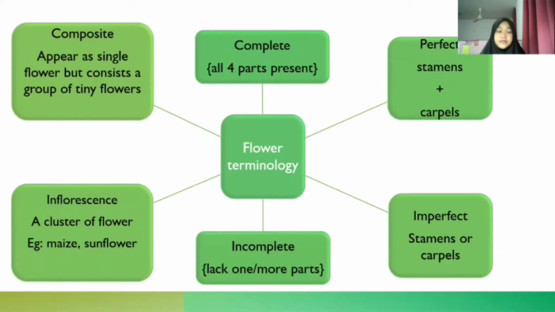Next are the inflorescence flowers. This flower is a cluster of flowers, for example, the maize and the sunflower. Lastly is the composite flower. This flower appears as a single flower but actually consists of a group of tiny flowers. For example, the dandelion and the daisy.